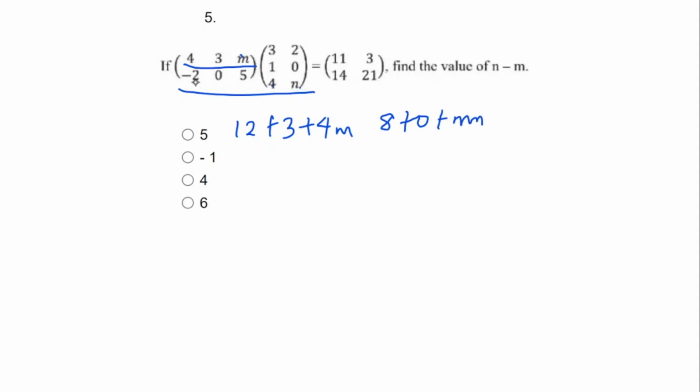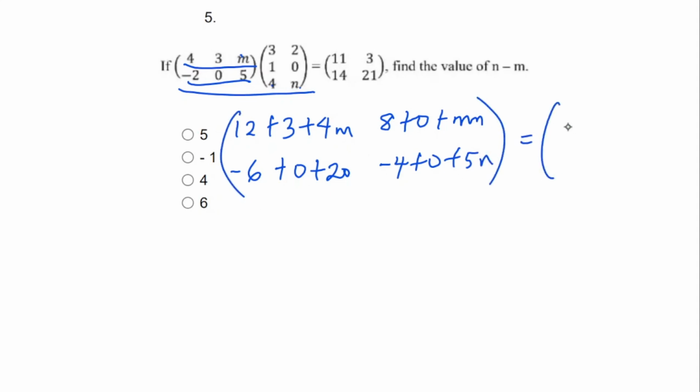All right. Then we go to the second row. That's minus 2 times 6, that will be minus 6. 0 times 1, that will be plus 0. Then 5 times 4, that will be plus 20. Then the last one, minus 2 times 2, that gives minus 4. Then 0 times 0, that's plus 0. Then 5 times n, that is 5n. So everything here will then be equal to what we have here.